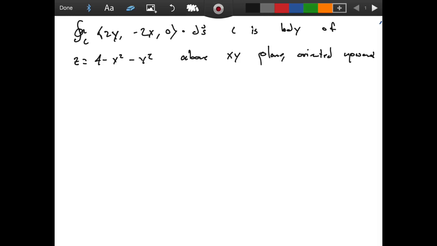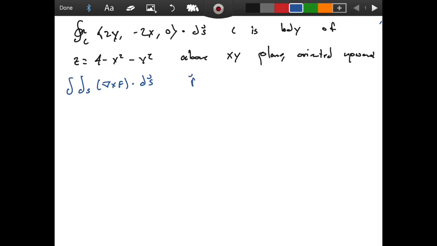Okay, so there are a couple of ways to do this. Remember, Stokes' theorem says that this is equal to the integral over S of the curl of F dS. Okay, so how do we do this? Well, we'll do it the sort of straightforward way. That's not the best way. So here S is going to be this part of the paraboloid.